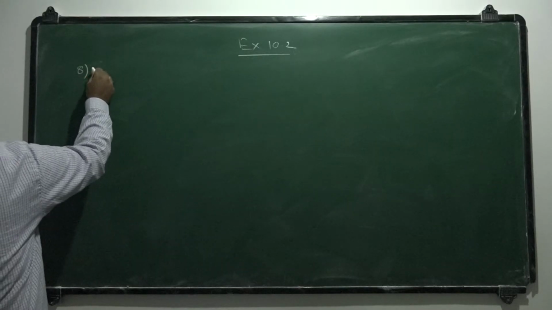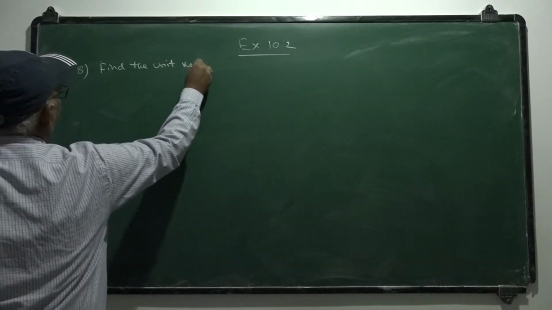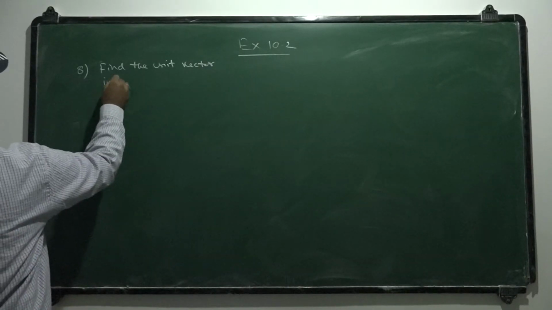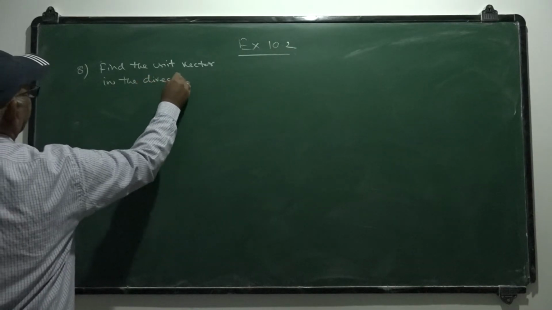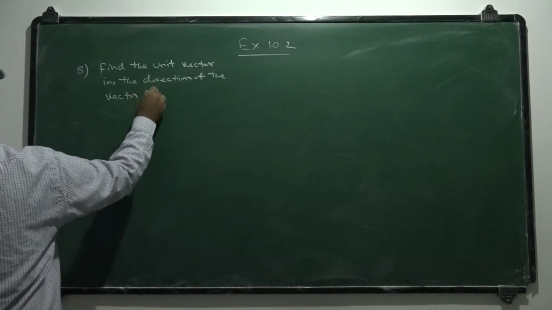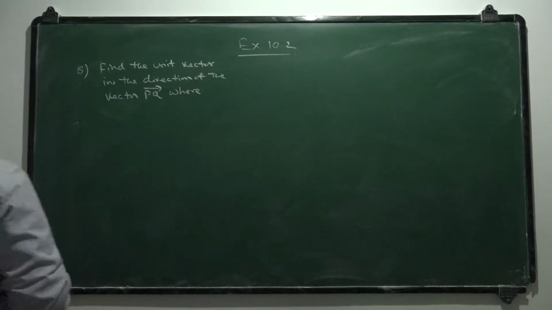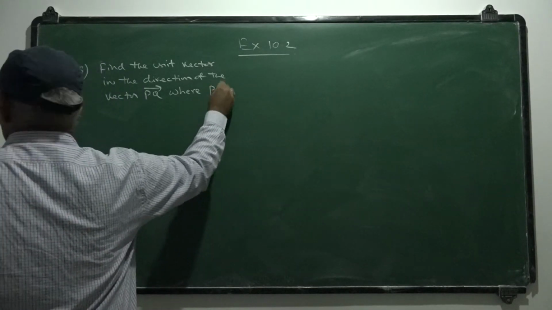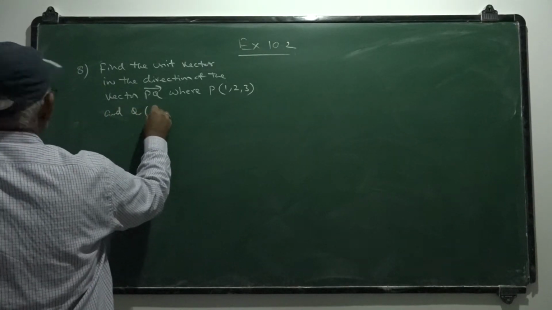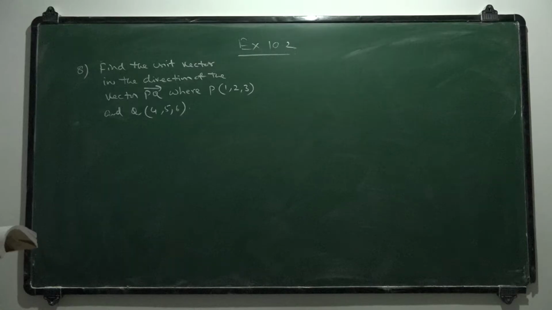Eighth problem. Find the unit vector in the direction of the vector PQ bar, where P is (1, 2, 3) and Q is the point (4, 5, 6). Find the unit vector in the direction of the vector PQ bar.